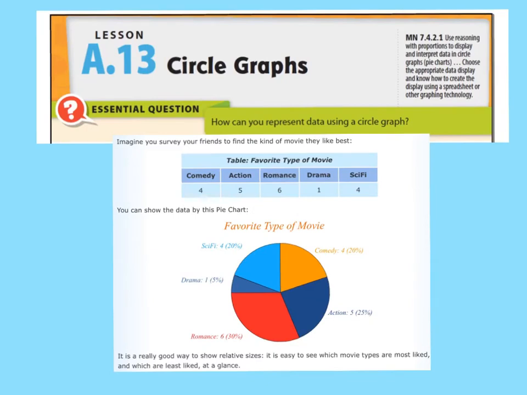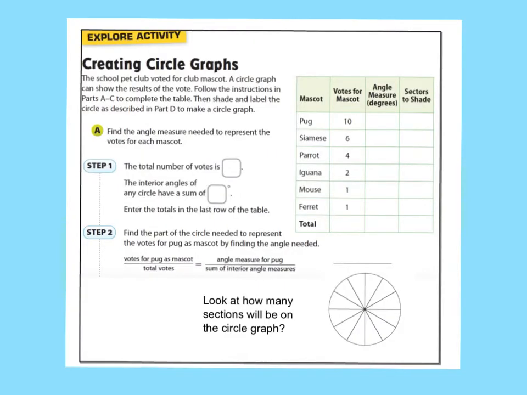We're going to look at how you can represent data using a circle graph, often called a pie chart as well. This shows you some data in a table, favorite type of movie, and how you can take that data from a table and put it into a circle graph or a pie chart. This is a really great way to show relative sizes. It's easy to see which movie types are most liked and which are least liked at a glance, especially with all those colors.